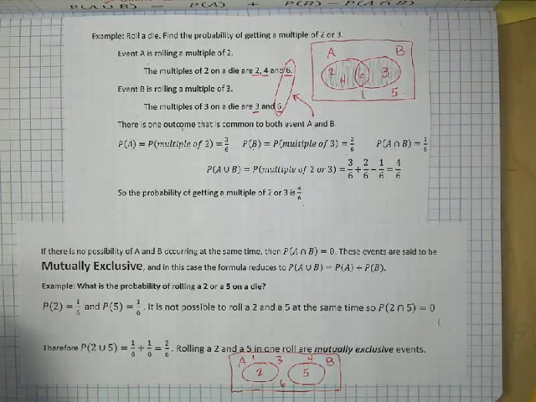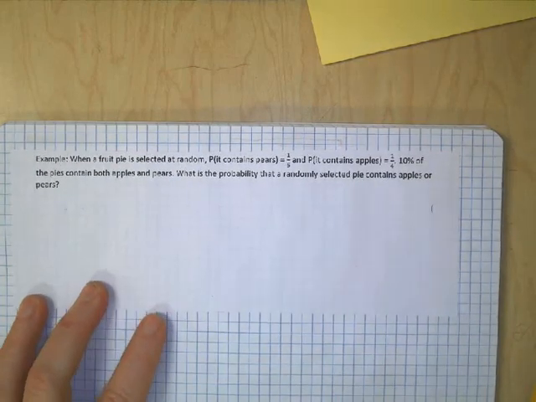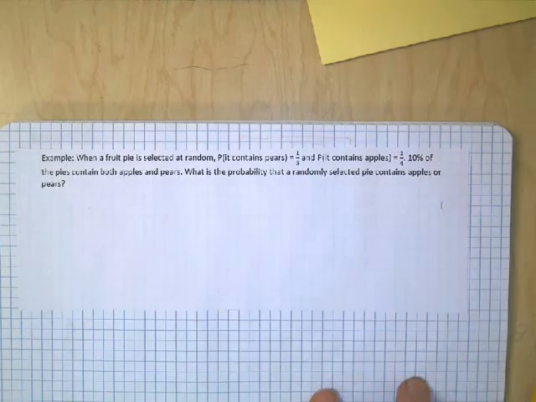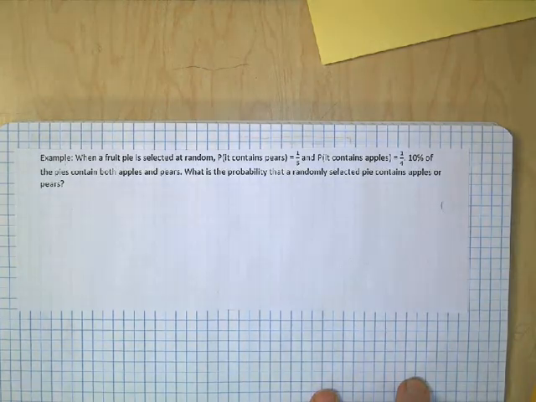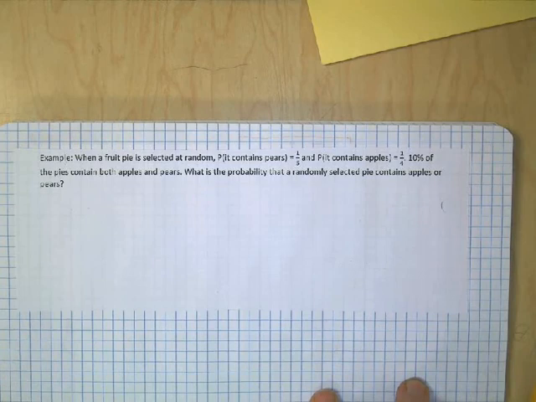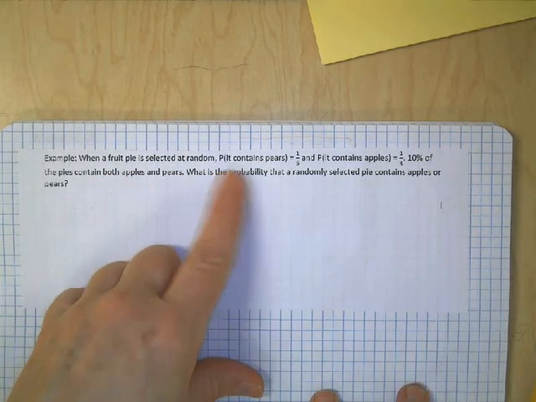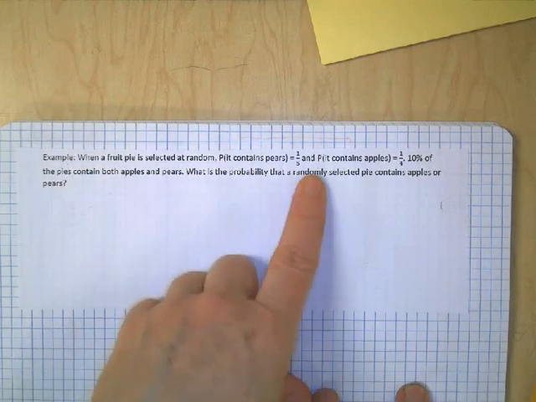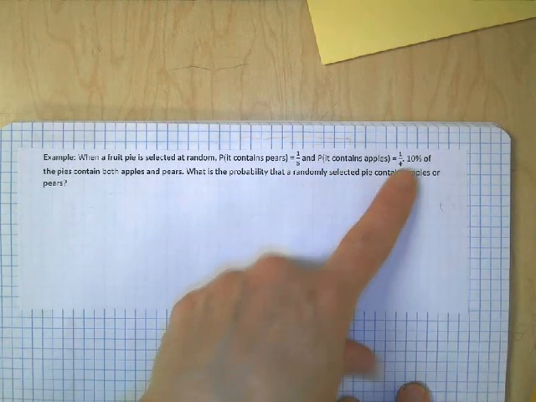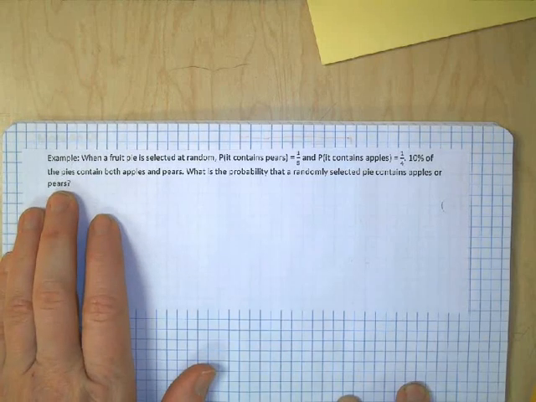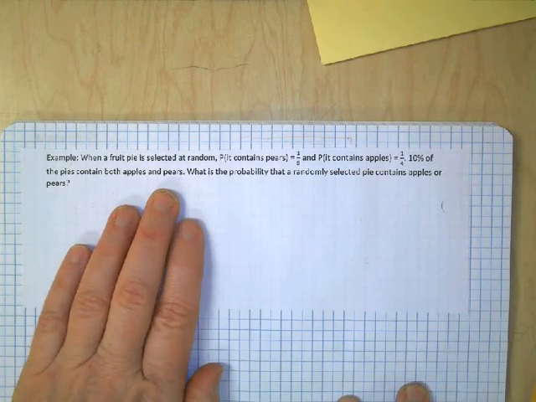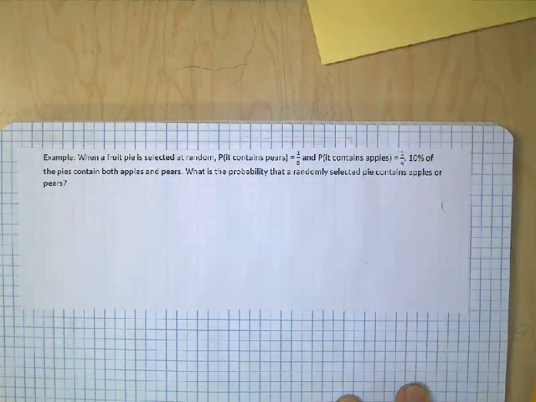All right, we've got a couple of examples to work through. So we're going to go ahead and use the formula on this. We're also going to learn how to use Venn diagrams, but we're going to do that some other time. So we're just going to work through this example. Here I've got a fruit pie, and when a fruit pie is selected at random, the probability it contains pears is 1 out of 5. The probability it contains apples is 1 out of 4. And 10% of the pies contain both apples and pears. So what is the probability that a randomly selected pie contains apples or pears?